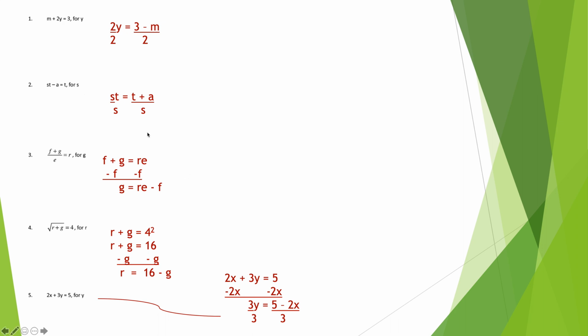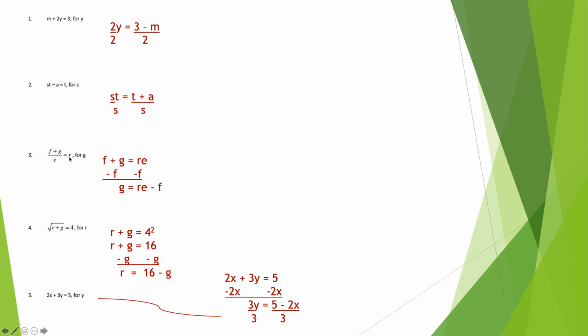Oh, I made a mistake on this. My bad. It says solve for s. I thought it said solve for t. So it says solve for s. I should have divided by t. It should be t plus a over t. Sorry. Number 3, solve for g.